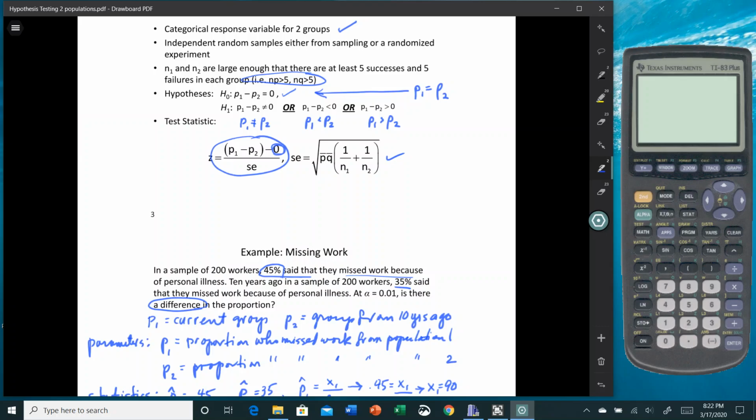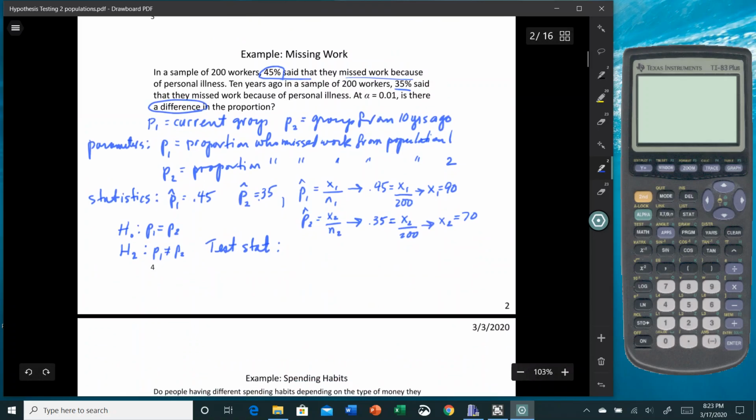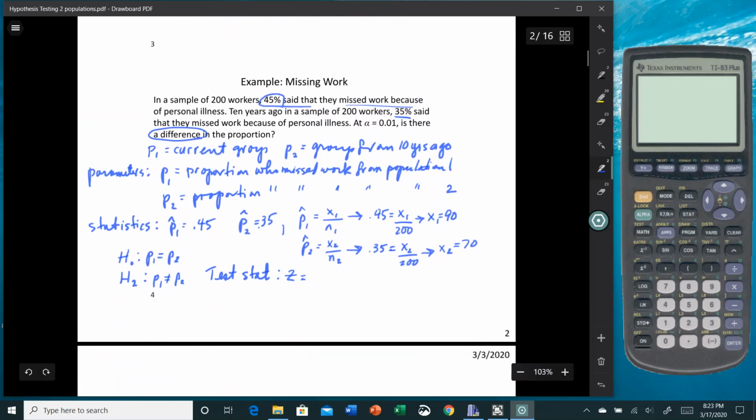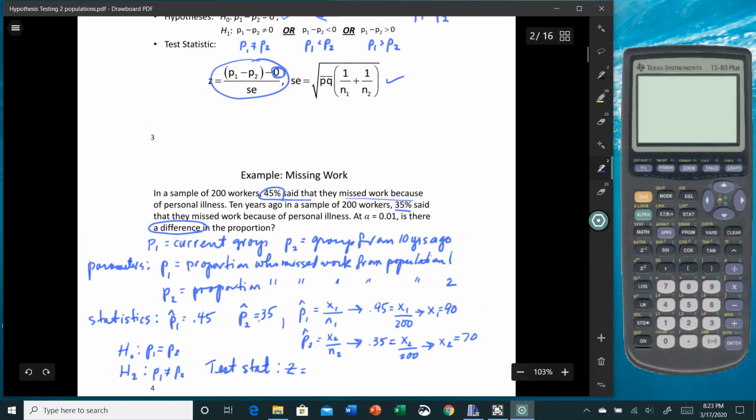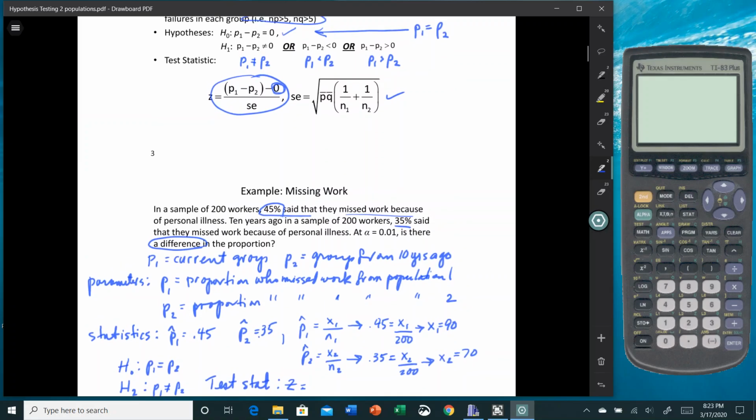So anyway, the test statistic then is a z-statistic. That means we're using the z-distribution. And so it's going to be P1 hat minus P2 hat.